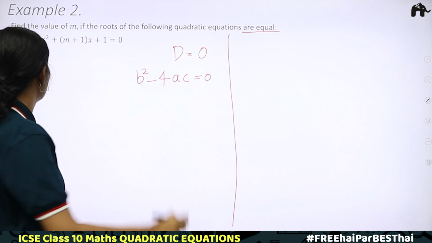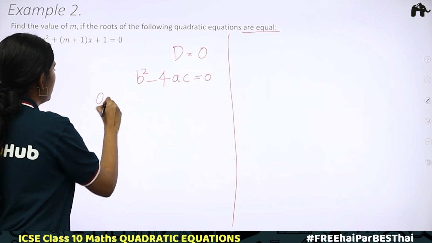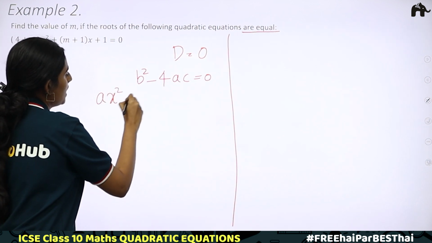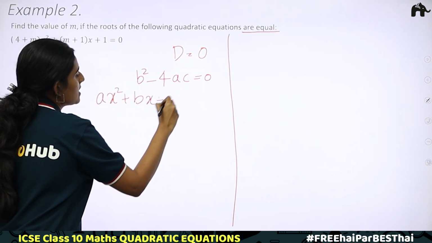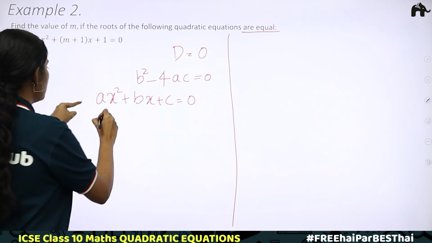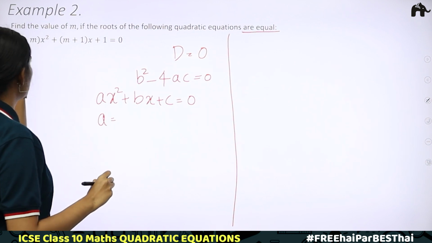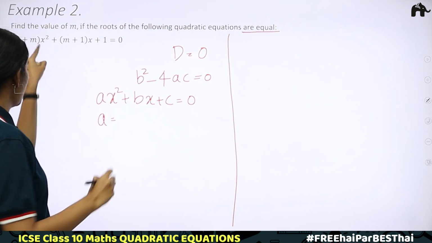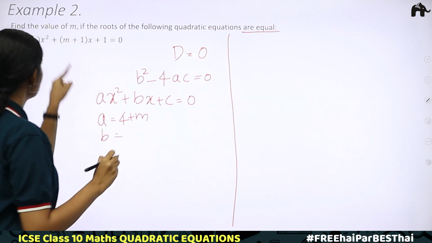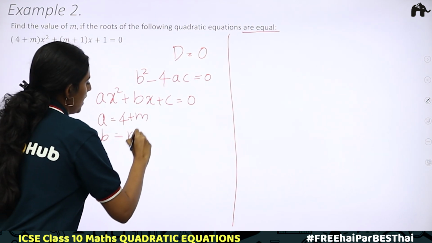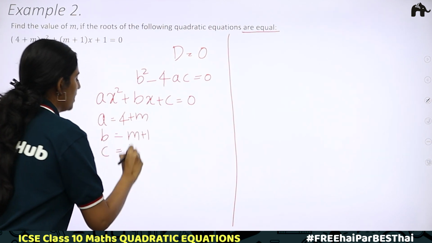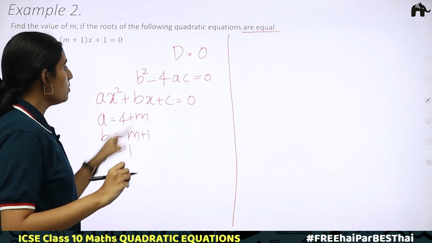Here, what is the value of a? The standard form of a quadratic equation is ax square plus bx plus c is equal to 0. Compare these two equations. What is a? A is equal to 4 plus m. B is equal to m plus 1. And C is equal to 1.